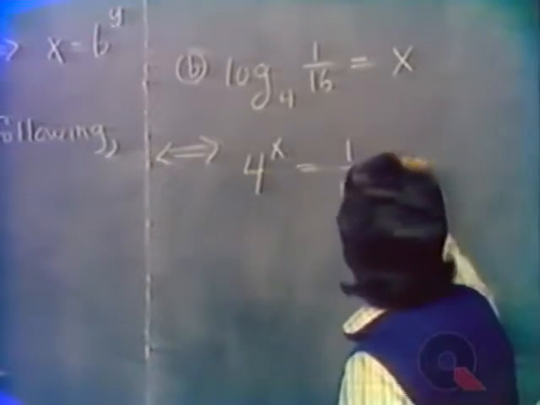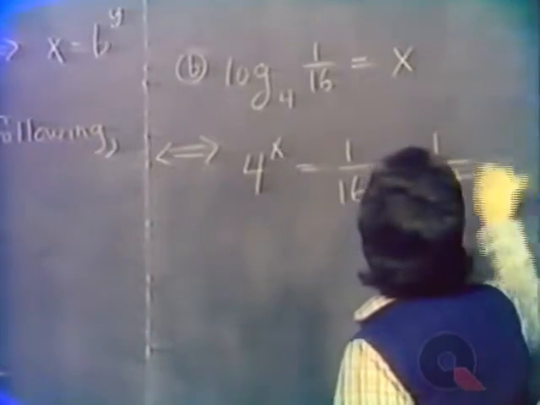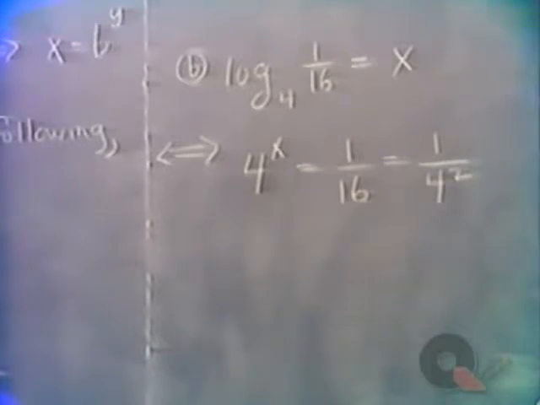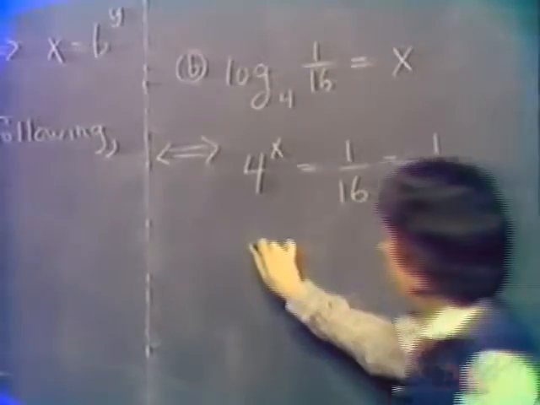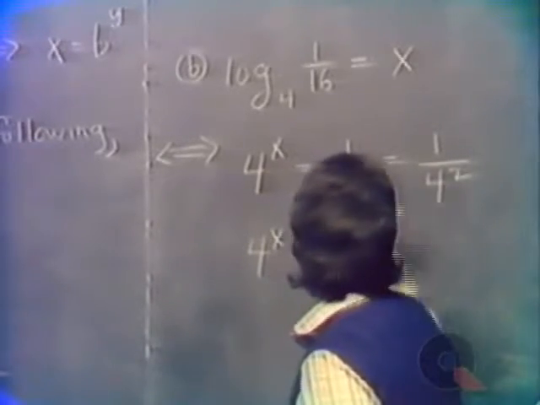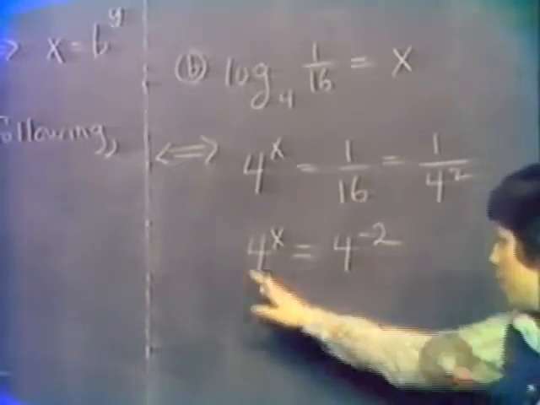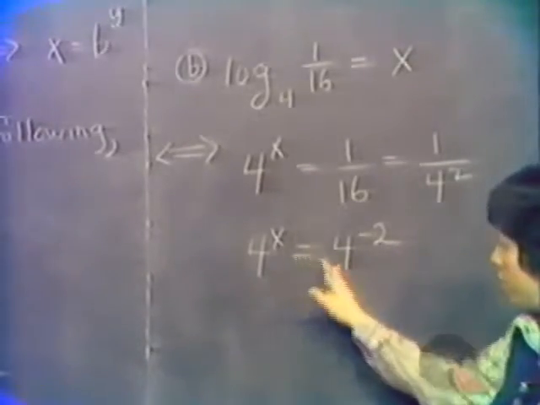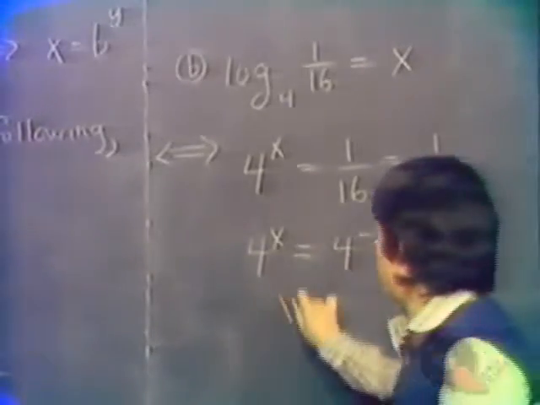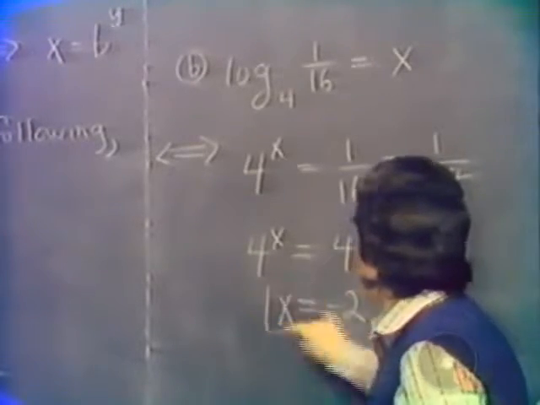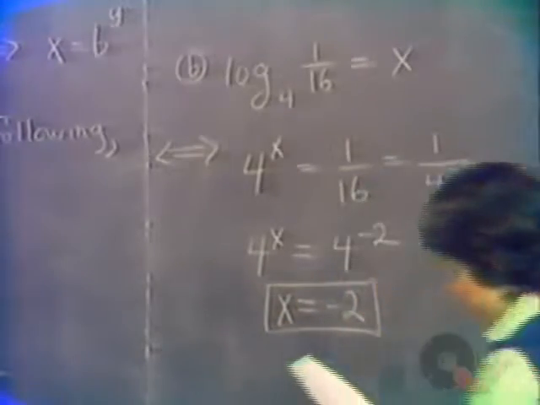So we have, for 1 over 16, 1 over 4 squared. And then we can say, well, 1 over 4 squared, that's 4 to the minus 2 power. So now we have it. We have two expressions. They're equal. The bases are the same, so the exponents must be the same. X equals minus 2.